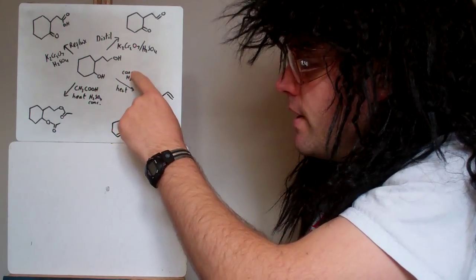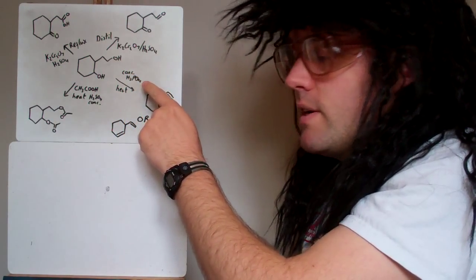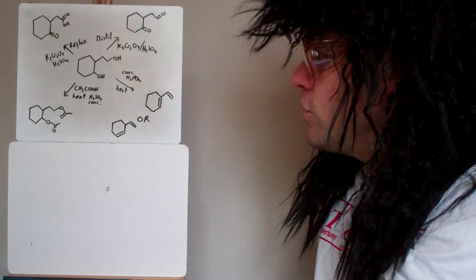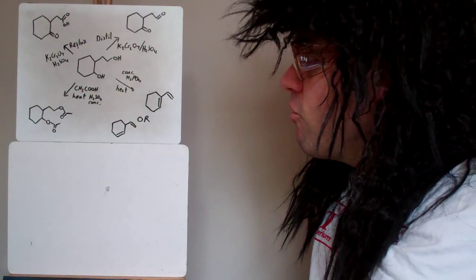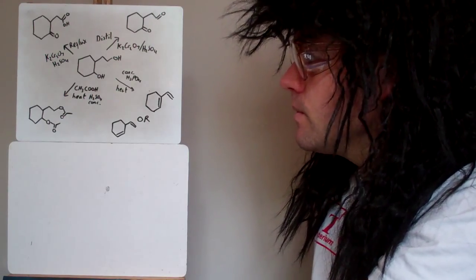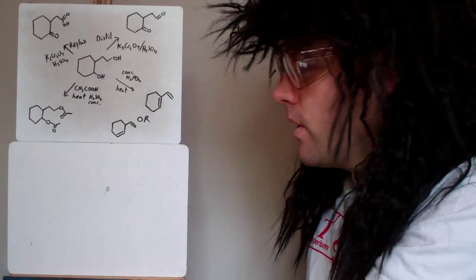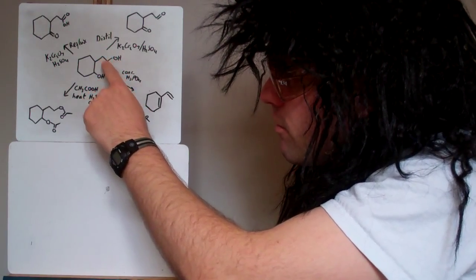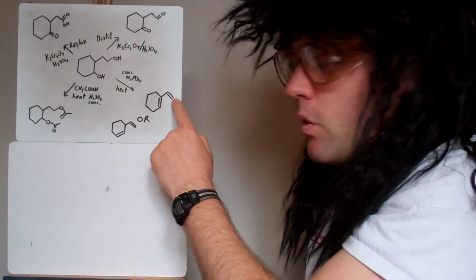Whenever you see concentrated sulfuric acid, or in this case concentrated phosphoric acid, with heat, you've got to be thinking dehydration. Okay, so now we're removing the OH, and we're going to make alkenes. Now the primary one, if you remove that OH from there and the hydrogen from the neighbouring carbon, you get a double bond and that's the only result you can get.